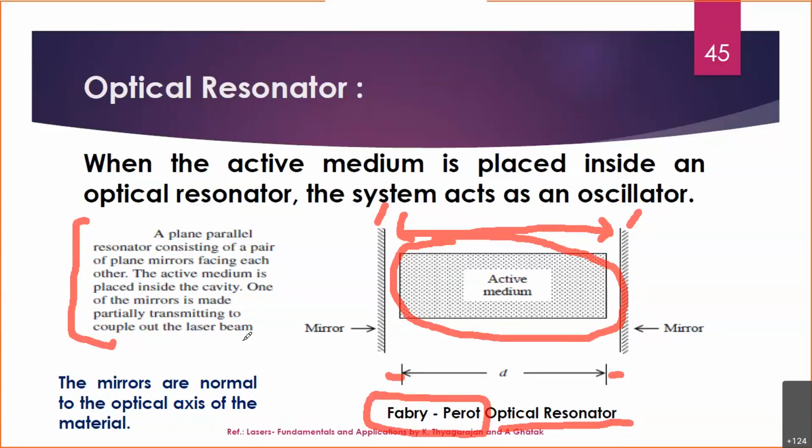Now coming to another thing, as I have highlighted over here, this is very important. The mirrors are normal, or let's say perpendicular, to the optical axis of the material. So let me remove everything and I will clear this particular word.